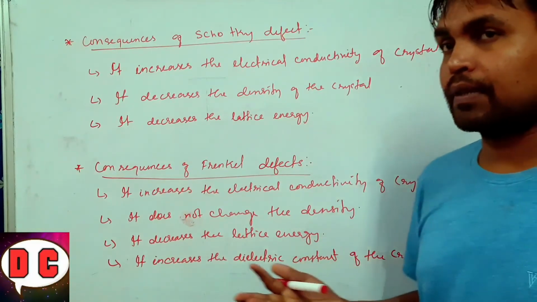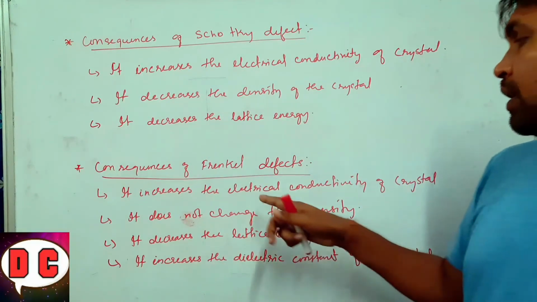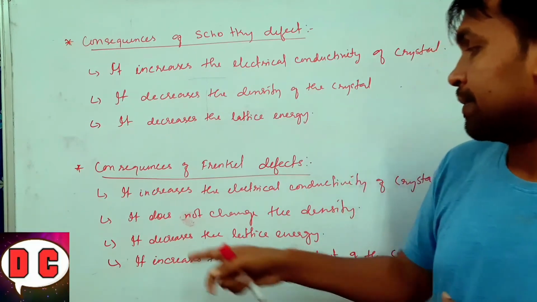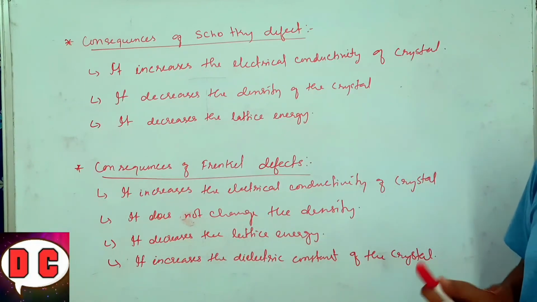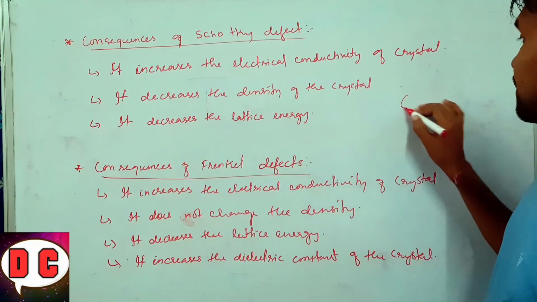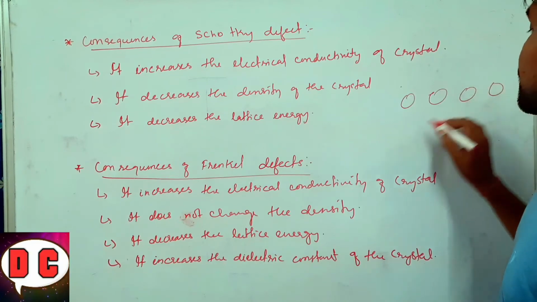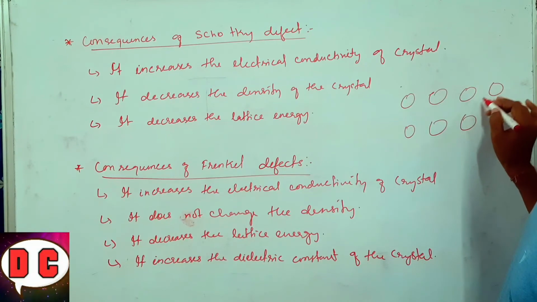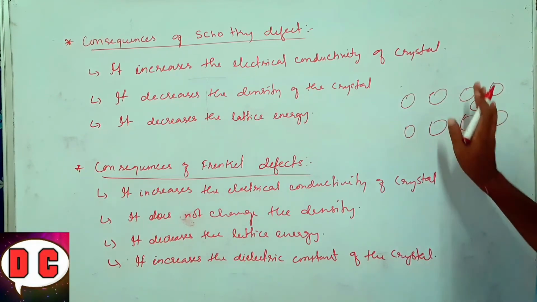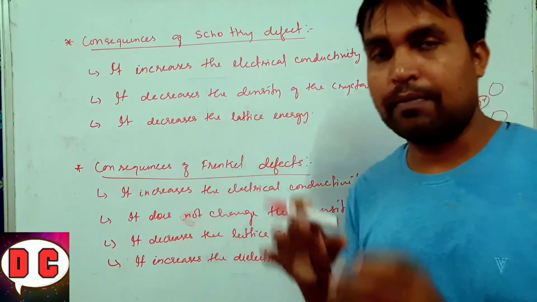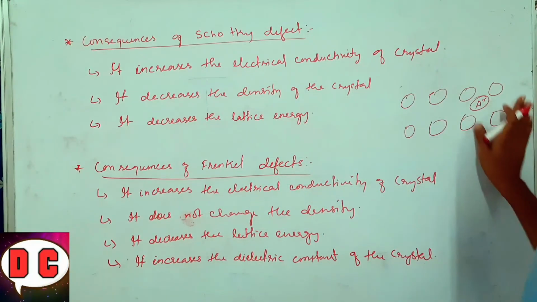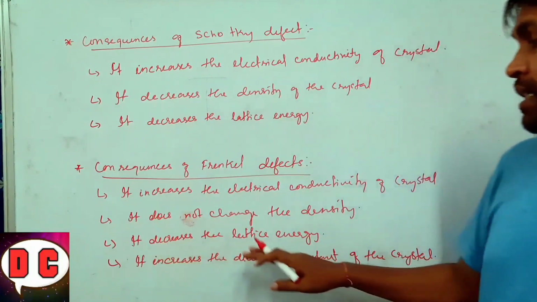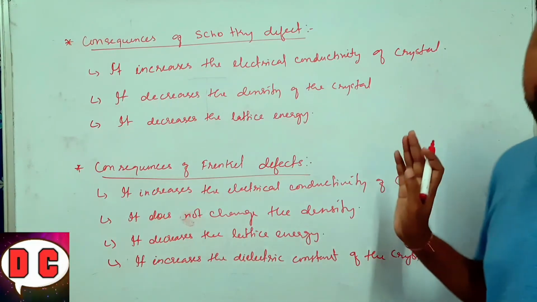Okay. Next, consequences of Frenkel defects. So by Frenkel defect, what are the things which happen? So electrical conductivity here also increases because they are generating a hole. Okay, it does not change the density. So here density will not change, because in Frenkel defect we have studied that the ions leave their lattice site, and they will occupy the interstitial sites, right? These positions they will leave and they will occupy here, right? So though they are leaving their lattice site, still they are there in the crystal itself, so the density is not going to change. Density will remain the same.